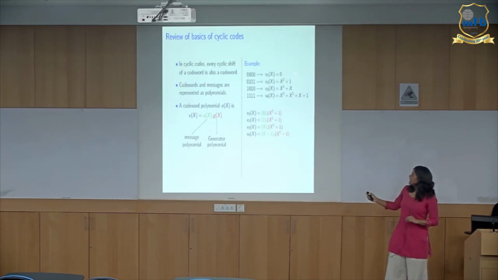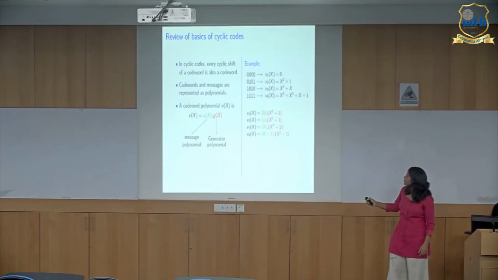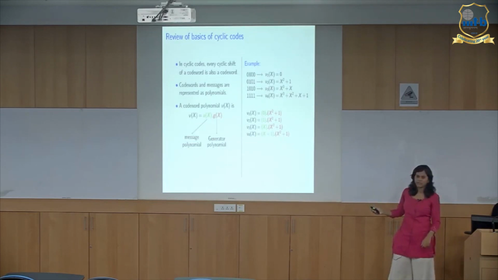Now let us factorize the polynomial representation of all code words. For example, here v3, which is x cube plus x, can be factorized as x into x square plus 1, and this x square plus 1 is common to all 4 code words, and it is the generator polynomial.